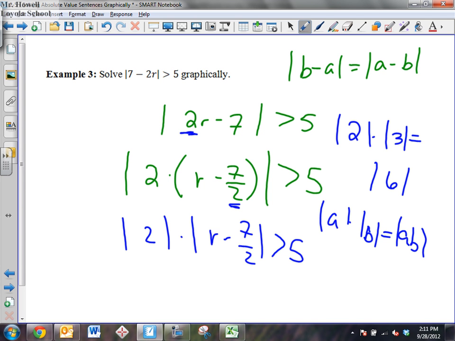The absolute value of a product can be written as the product of 2 absolute values. So see how this is written separately and then it's written together? Take a look over here. These are written together. Write them separately. So, rewrite this as 2 separate absolute values. You see the 2 here and the quantity r minus 7 halves, break them up separately.